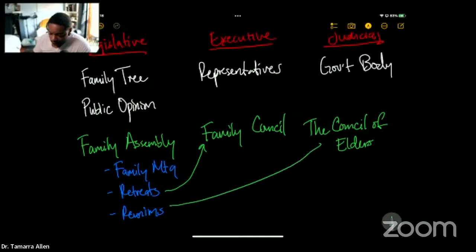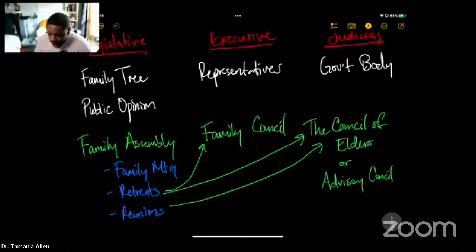So your reunions are appointing the new elder. Same with retreats as well. The retreats are doing the same thing. You're appointing both of them, but I'm sorry, at the reunions you're not appointing. The reunions are basically a celebration, getting to know the people. This is the bonding time with the new elders. But at the retreats, you're appointing both the family council and the council of elders. Another word for the council of elders that you can use is the advisory council. They're just interchangeable, right? Any questions on this?